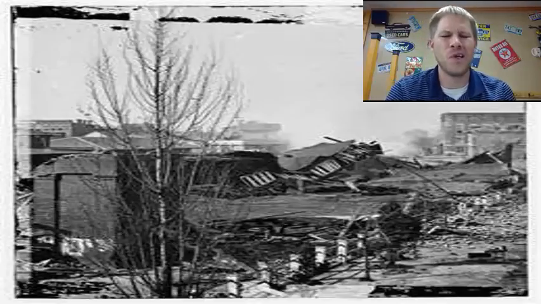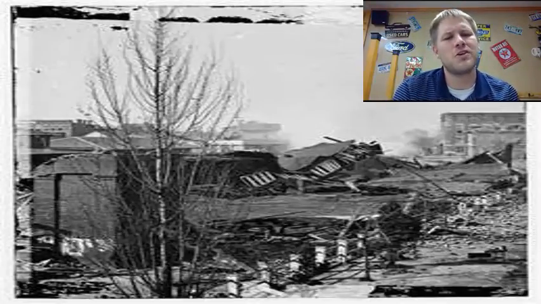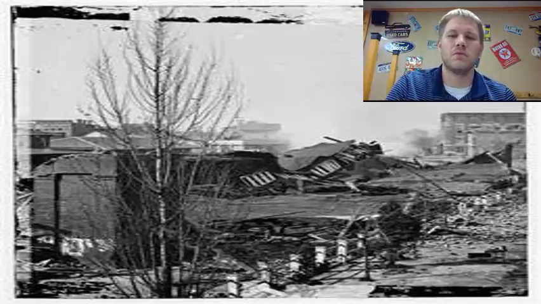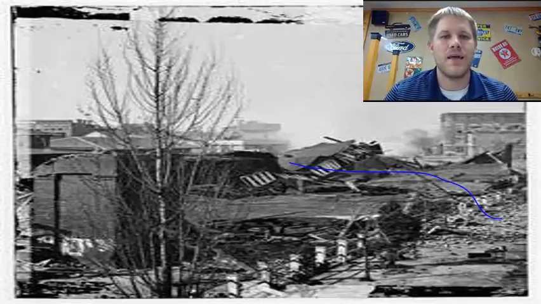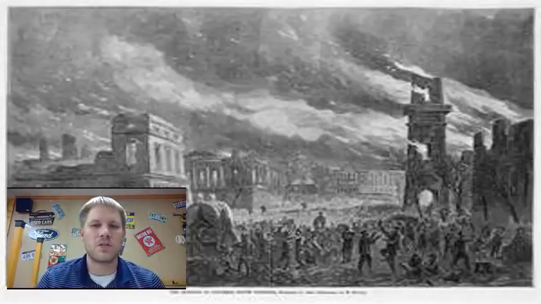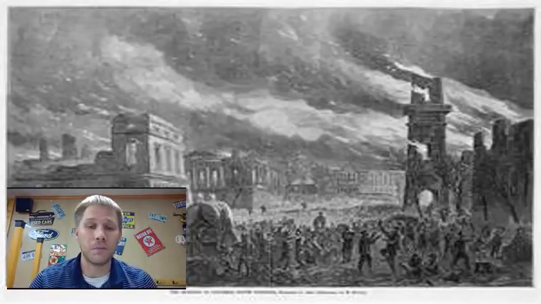Another picture, I want to say this one is from Savannah. It might be Charleston. I think it's one of those coastal cities, but you'll notice that the buildings are collapsed. You can see the roofs here are falling down, that kind of thing. And then one more picture. This is another painting from Sherman's March. And again, you can see the flames in the air, the fire. So that's kind of what Sherman did.